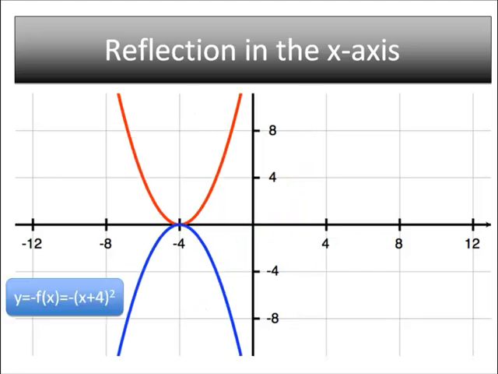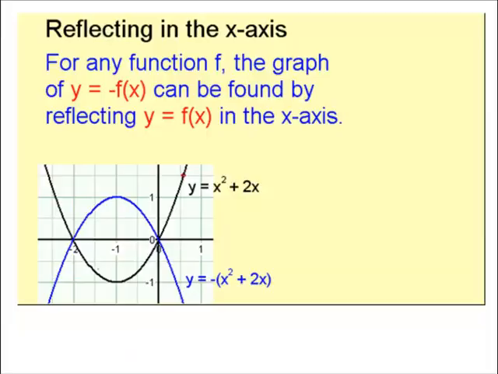So here we have another example. So our red curve is our original function, but it's been moved 4 steps to the left. So it was f of x equals x plus 4, all squared. But now we see our blue function is a reflection of that. So this is y is equal to minus f of x, which is equal to minus x plus 4, all squared. So reflecting in the x-axis.